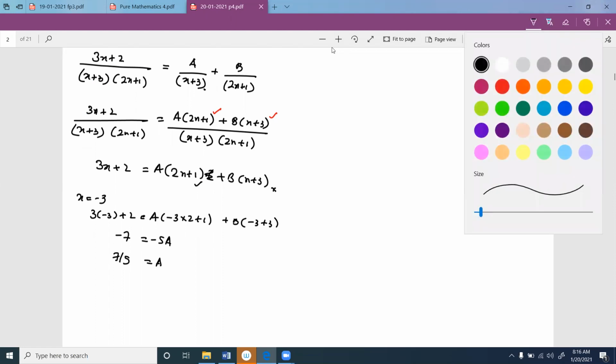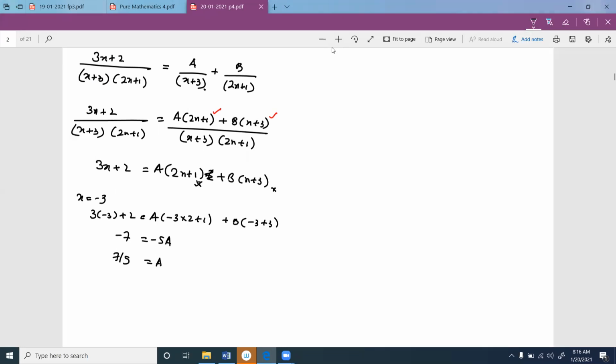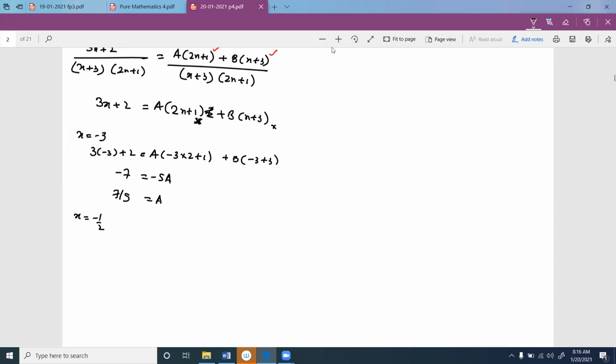I need to cancel a, sorry. So if I need to find this one, I have to cancel this. To cancel this, I just put x equals minus half. How do you find this figure? Just make this 0, then you can see the value you need to substitute, right? So you can say just like this.